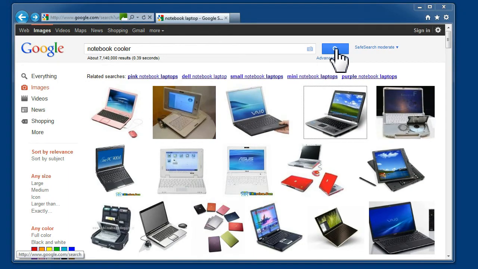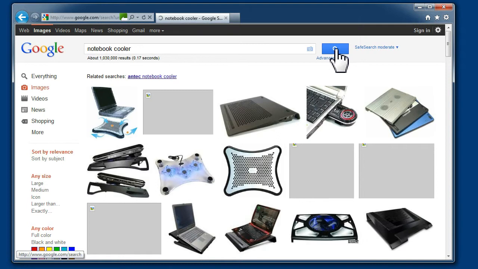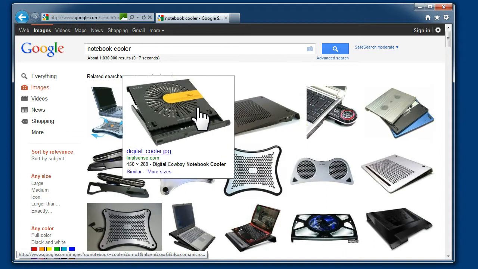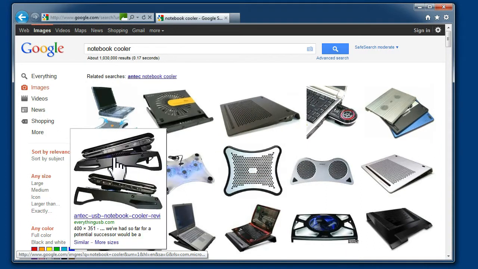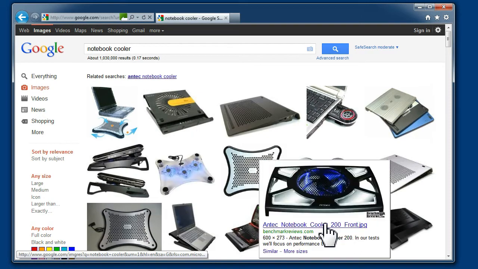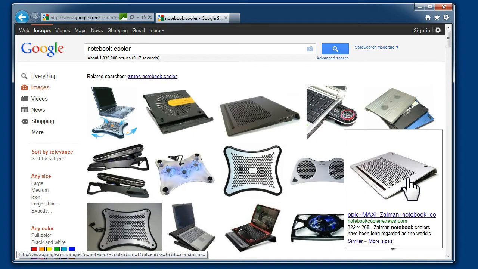Some notebook manufacturers assume that you will never push your notebook very hard and do some heavy processing like BOINC. As such, they don't design the notebook to get rid of heat very well. In these cases, you either have to reduce the amount of work that BOINC does, or you need to use something like a notebook cooler.